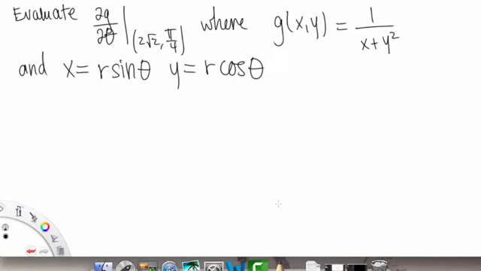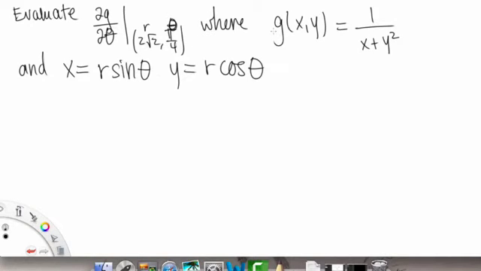Okay, for this question we're asked to evaluate the partial g, partial theta, evaluated at 2 radical 2, comma pi over 4. So that would be our r and theta. So I'll label that. This is our r and that's our theta, the point that we're evaluating it at, where g is a multivariable function of 1 over x plus y squared, and x is given by r sine theta and y is given by r cosine theta.